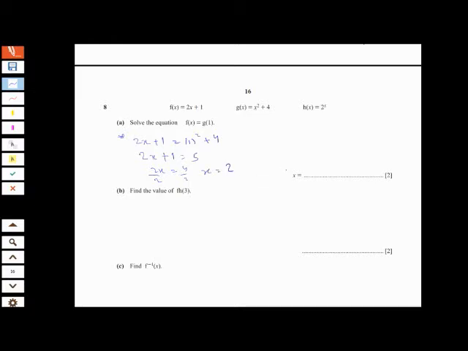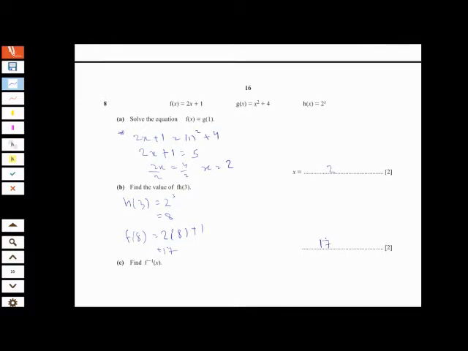Okay, now find the value of h(3). For these kinds of questions, you start with h(3) first. h is 2 to the power of x, so 2 to the power of 3, which is 8, and then you substitute 8 into f. So f(8) is 2 times 8 plus 1. 2 times 8 is 16, plus 1 is 17. That is your answer.